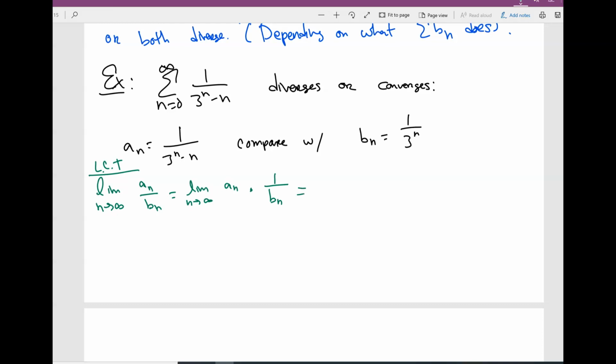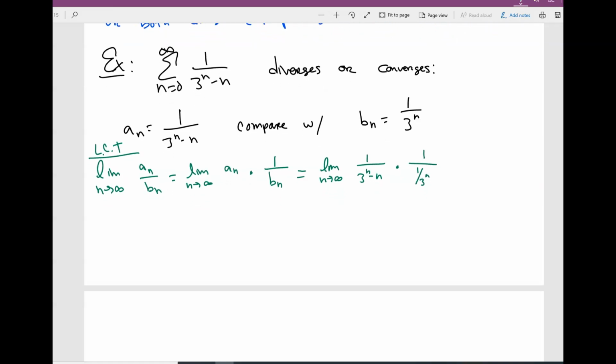I think this might be a little easier to see. So you're going to have the limit as n goes to infinity of a sub n over b sub n, which is 1 over 3 to the n minus n times 1 over b sub n, which in this case is going to be 1 over 3 to the n. Okay? So now this is going to be equal to the limit as n goes to infinity of 1 over 3 to the n minus n times, we can just flip this around, which is going to be 3 to the n over 1. And now we can multiply this out. So the limit as n goes to infinity of 3 to the n over 3 to the n minus n. Okay? And now all we have to do is just try to evaluate this limit.